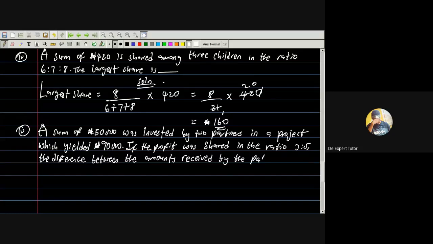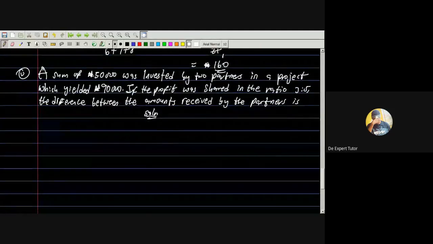If you can train yourself with this question, on exam day your brain will have been so wide in your reasoning. That's just the advantage of solving questions like this. Okay, let's go. They said a sum of 50K was invested by 2 partners in a project, and that project yielded 90K, that's 90,000 naira. The profit was shared in 3:5. What's the difference between the amounts received by the partners?